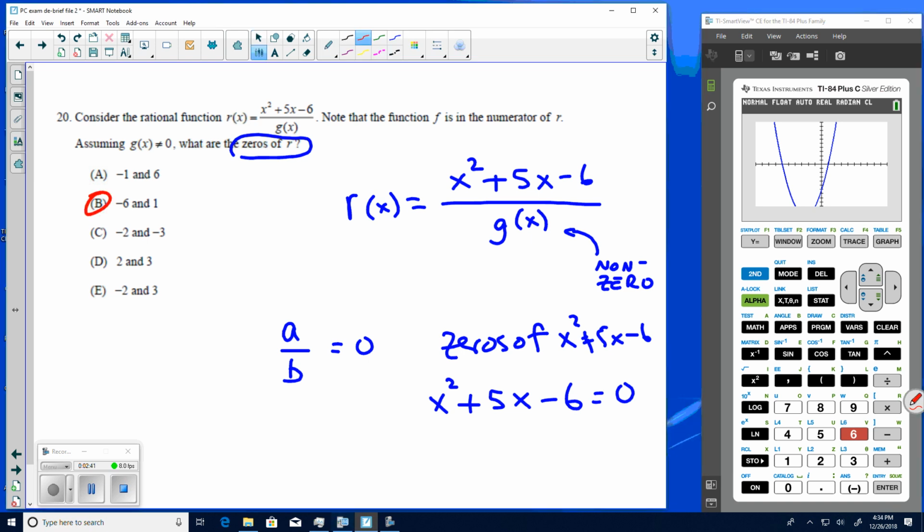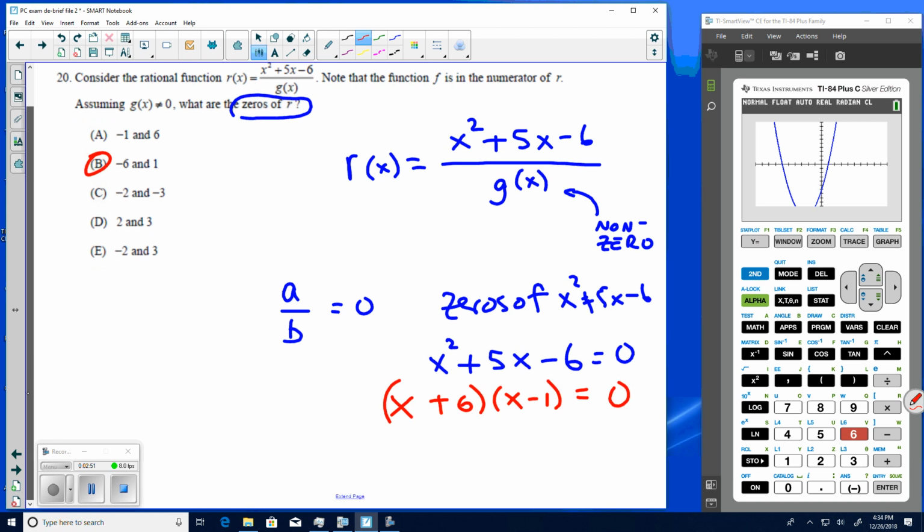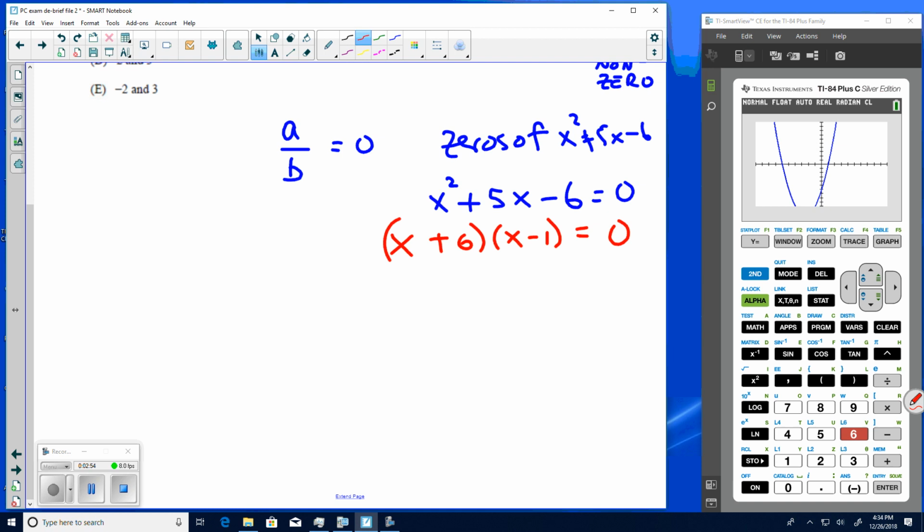But if we didn't know that, we could factor it very nicely, right? x plus 6 and x minus 1 is equal to 0. So because we're going to use the zero product theorem, each of these factors has to equal 0. So x plus 6 must be 0. x is equal to negative 6. Or this one, x minus 1 is equal to 0. x is equal to 1.